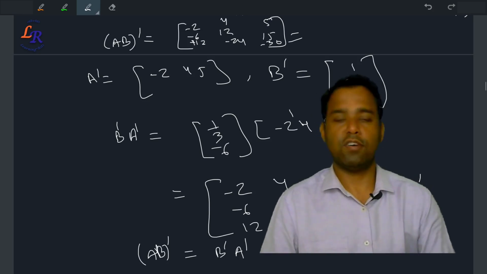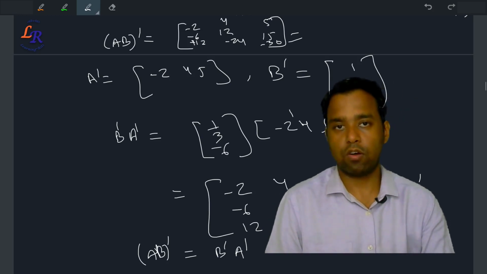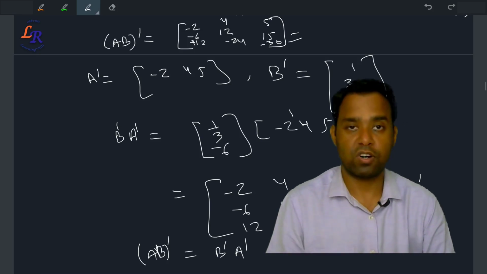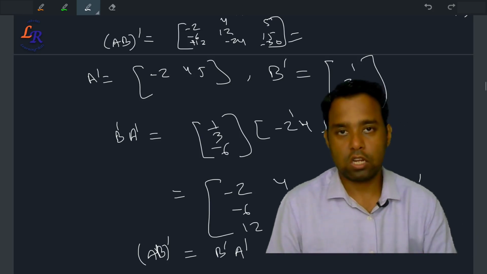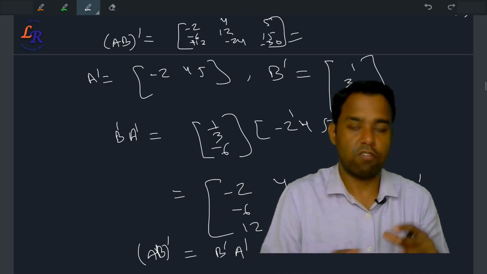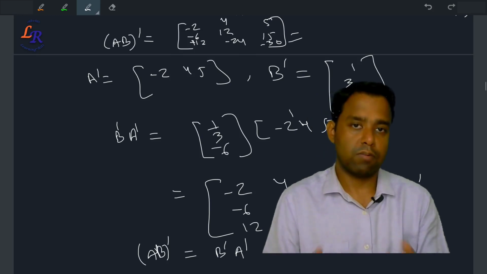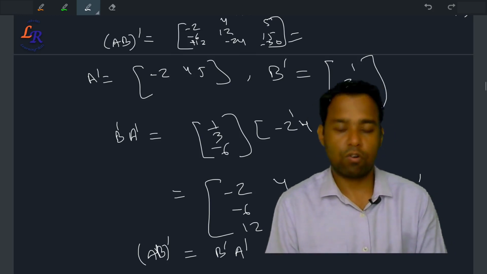Alright, so this is about the transpose of matrices, and now you simply see how we can prove that. This is a very important property when we are dealing with large matrix multiplication. So these properties are very useful, where you can directly apply them and simplify the problems in a much faster way. So this is all about the transpose of a matrix.